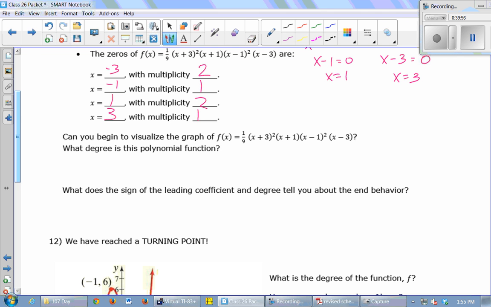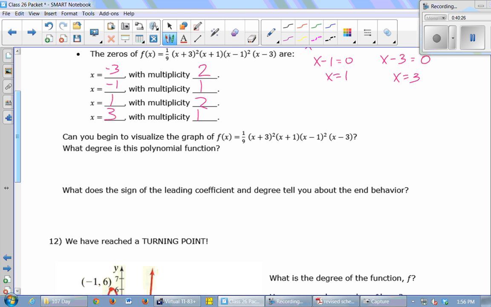Yeah, so this is in factored form. But if this had been all multiplied together, right? If I did (x plus 3) squared, I would get x squared plus 6x plus 9, right? And then I would multiply that by x plus 1. And now I'm starting to have to do a lot of work, right? A lot of distributing. Then whenever I get that, I'm going to multiply that by an x minus 1, and then by x minus 1 again, and then by x minus 3. And there's a ton of multiplication if I want to multiply this all out.